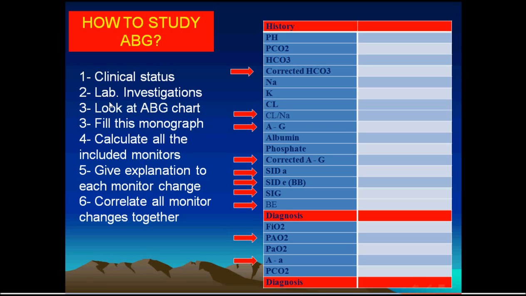In addition to these, you have to look at the lab investigations and the radiological investigations, which will also give you a hint of the anticipated problems. Then look at the ABG chart, and after that fill in the nomograms, and then calculate the corrected calcium, chloride sodium ratio, anion gap, corrected anion gap, strong ion difference, buffer base, strong ion gap, base excess, alveolar oxygen, and alveolar-arterial gradient.